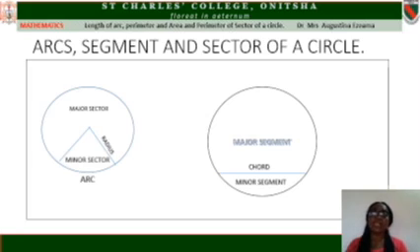The second geometry there is the major segment. If you look at the minor segment, there is a line above the minor segment. That line is called a chord. We are going to look at how we apply them in mathematics.